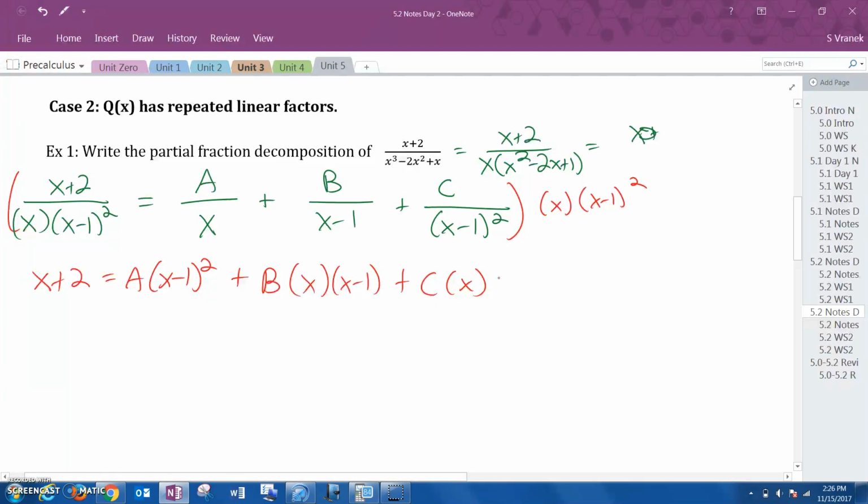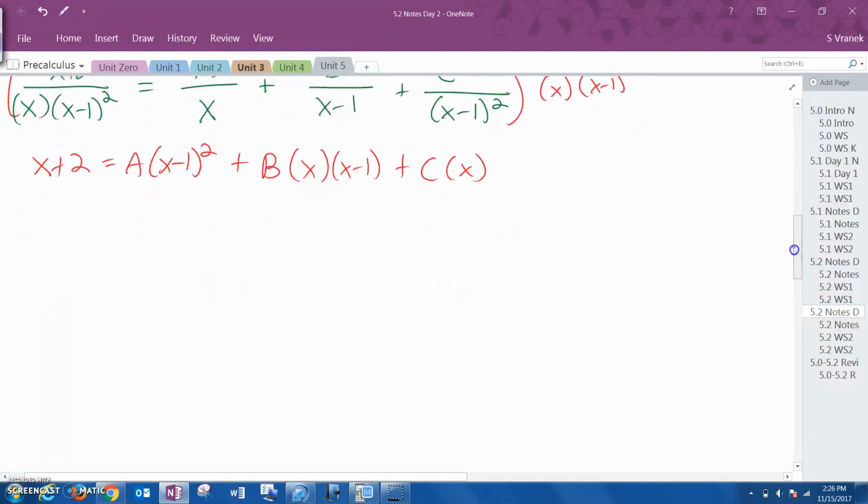So this is our setup and our equation we're going to be using now to find our missing letters. It's very similar at this stage to what we did yesterday. We want to pick the x values that'll help us find a, b, or c. So if you look at this, the two factors are x and x minus 1. So you want to pick when x is equal to 1 and when x is equal to 0.